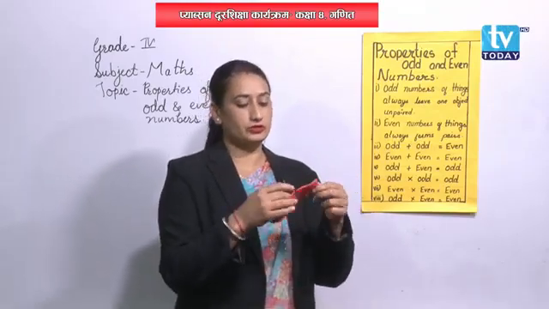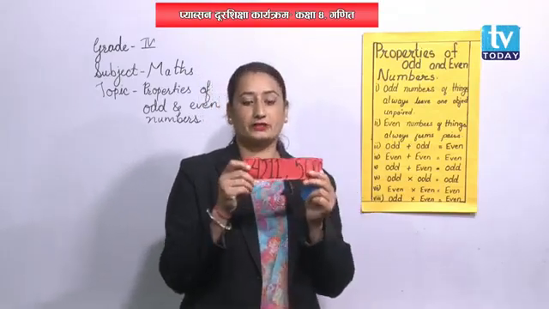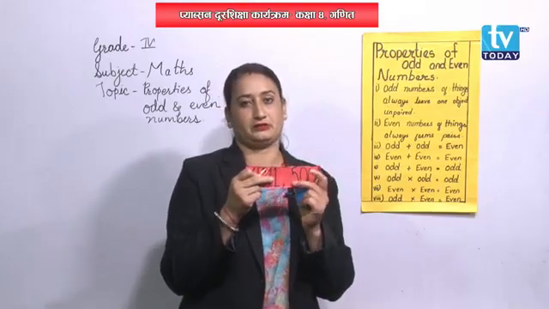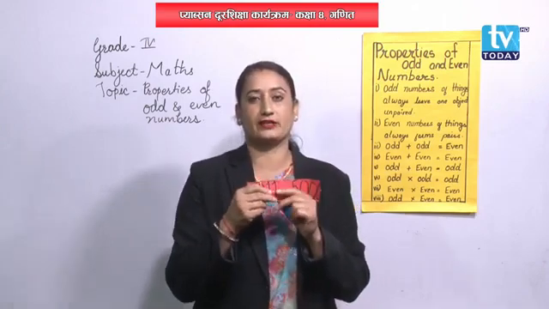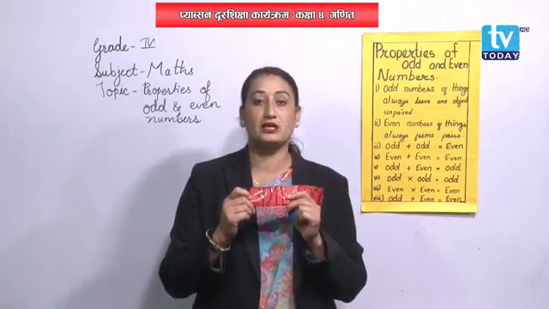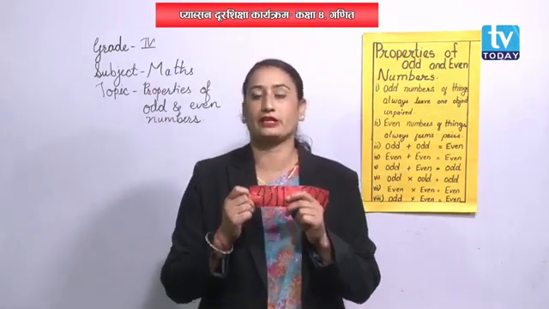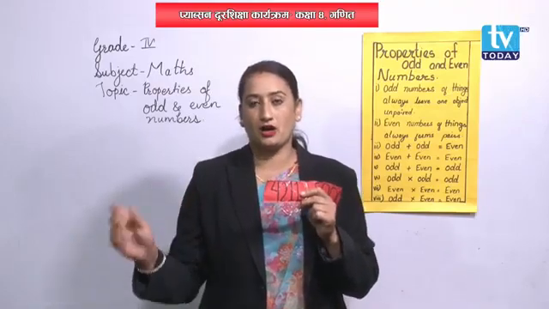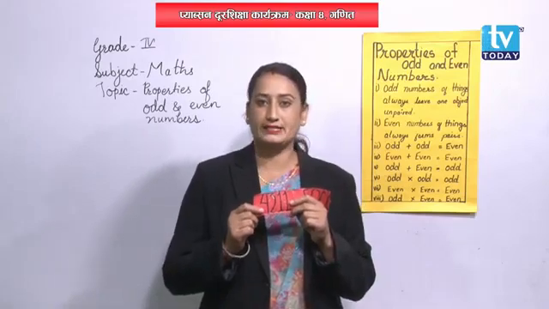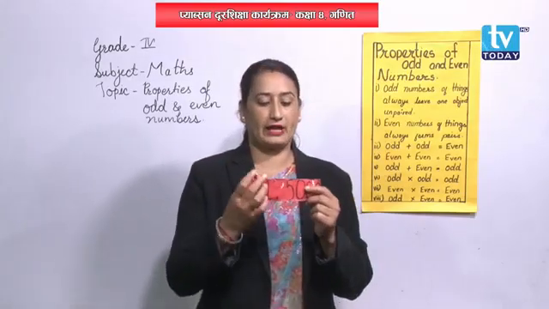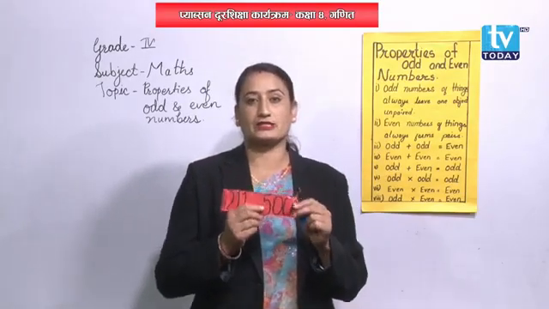4211. So, have a look at the last digit. What is there in the last digit? There is 1. Now, tell me students, is 4211 an odd number or an even number? It's an odd number.